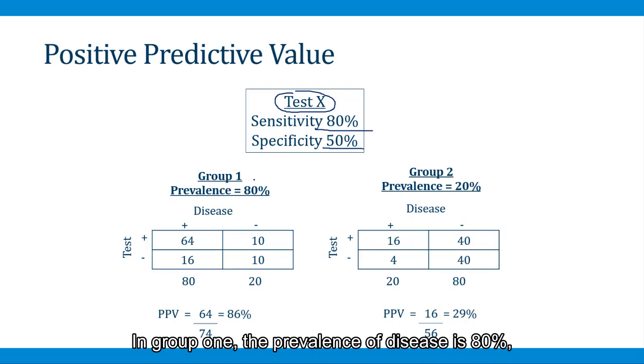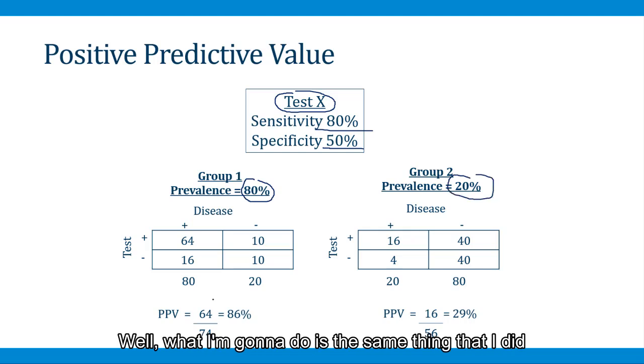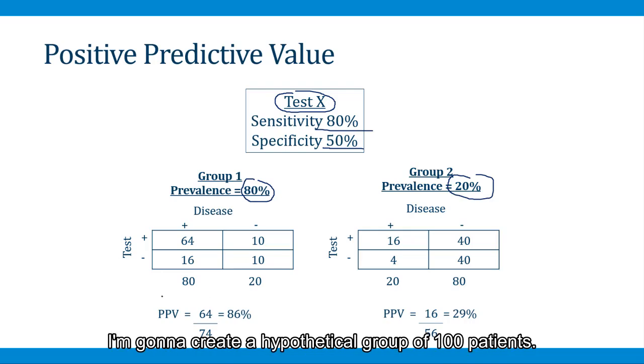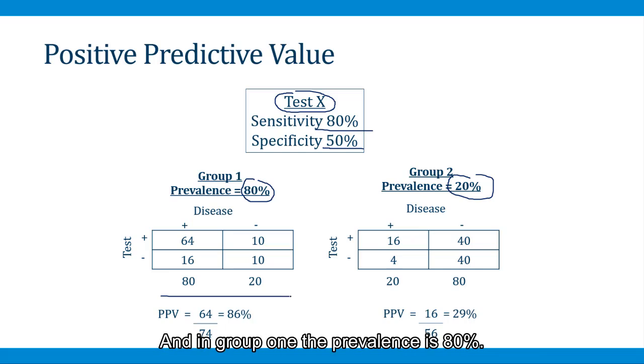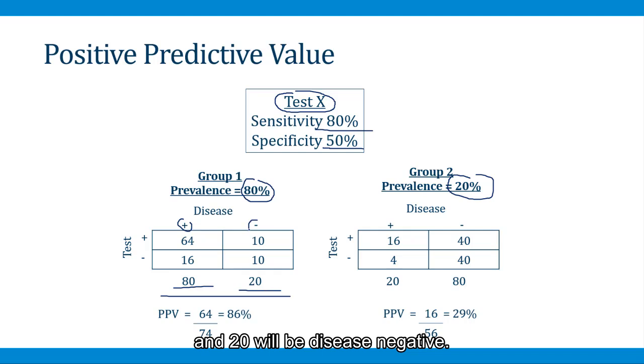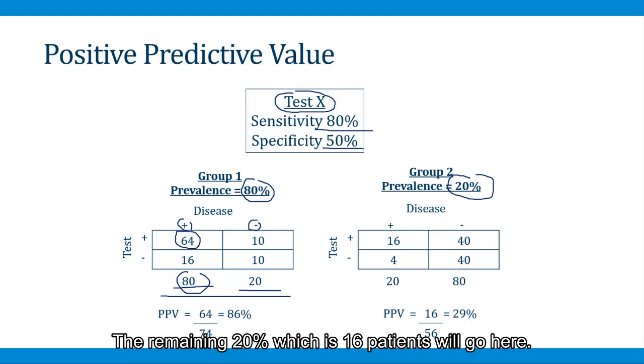In group 1, the prevalence of disease is 80%, but in group 2, the prevalence is only 20%. Well, what I'm going to do is the same thing that I did on the sample question 2 slides ago. I'm going to create a hypothetical group of 100 patients. And in group 1, the prevalence is 80%, so 80 patients are going to be disease positive, and 20 will be disease negative. Because the sensitivity is 80%, of these 80 patients will be true positives and go in this quadrant here. The remaining 20%, which is 16 patients, will go here.